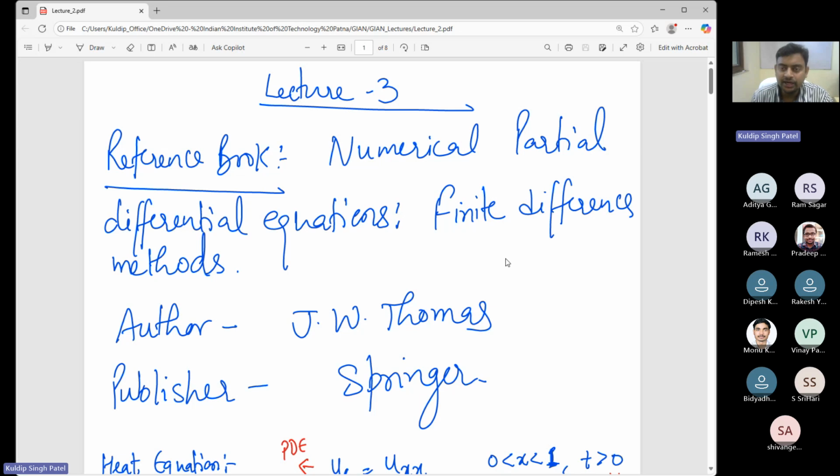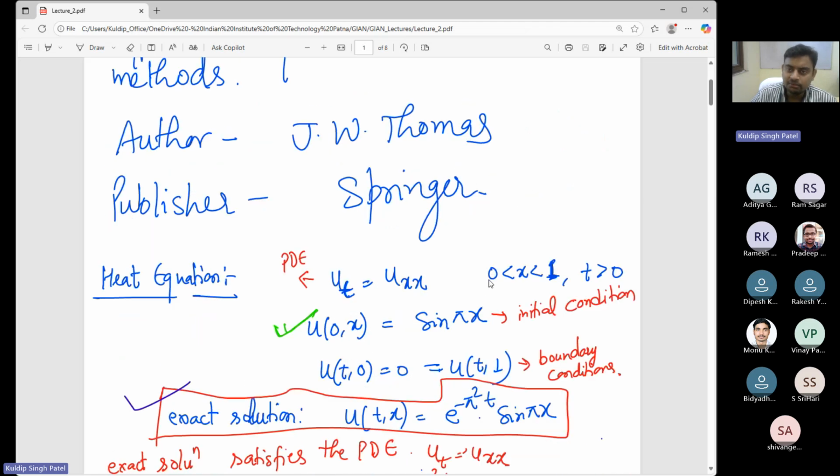The idea is that we started numerical methods by telling you a reference book for numerical methods. That is Numerical Partial Differential Equations by J.W. Thomas, published by Springer. We started with the heat equation. There are two purposes: one, that it is simple to implement, and second, most of you must have heard of it at least before, right?